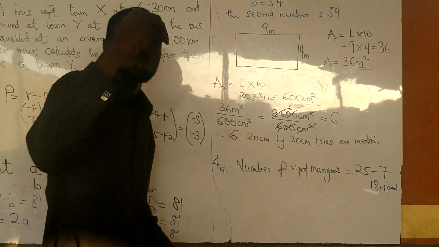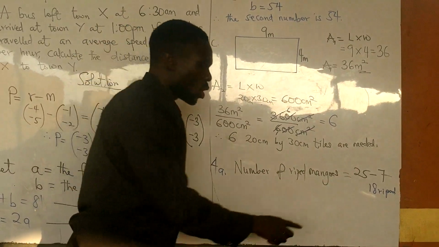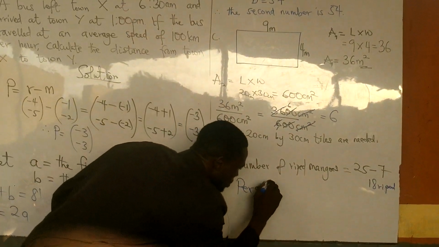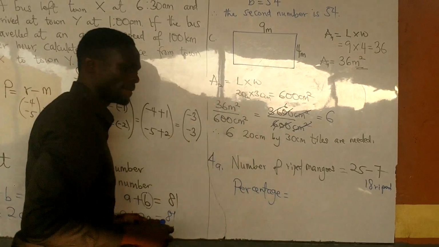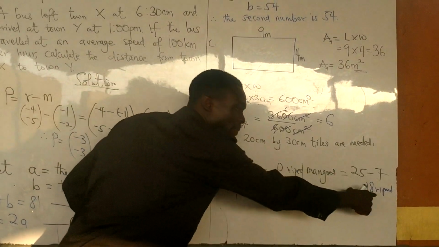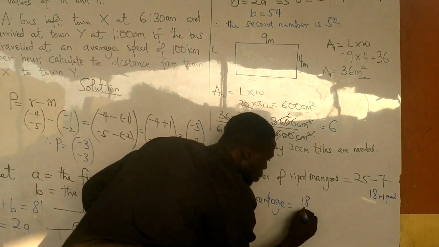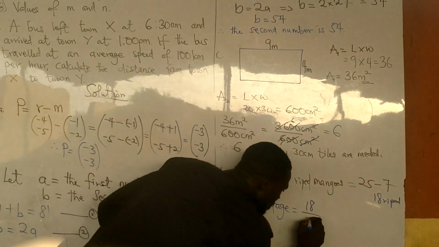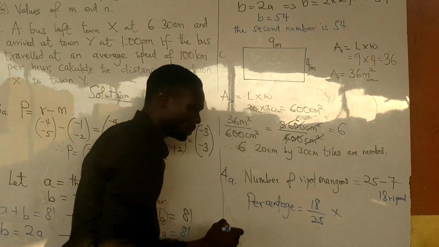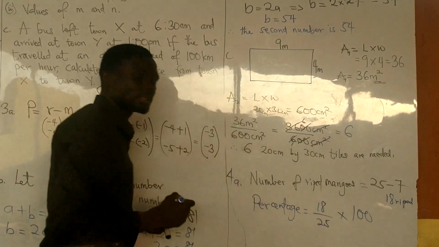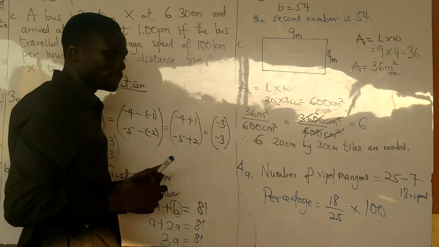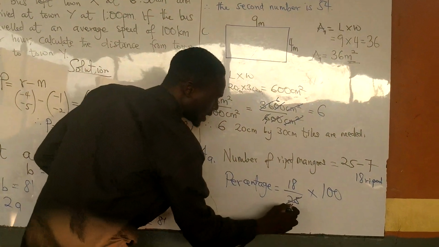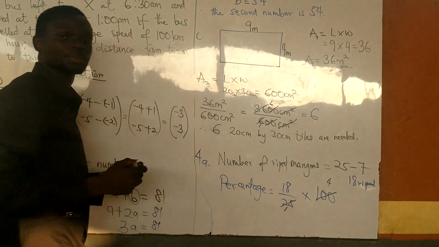Now the question is, what is the percentage of the ripe? So to calculate the percentage, we are going to say the ripe number, which is 18, over the total number of mangoes she bought, 25, times 100%. Then you simplify. 25 can go into 100 how many times? 25 here 1, 25 here 4.